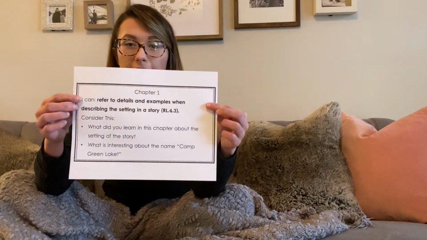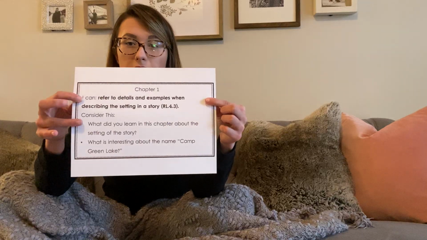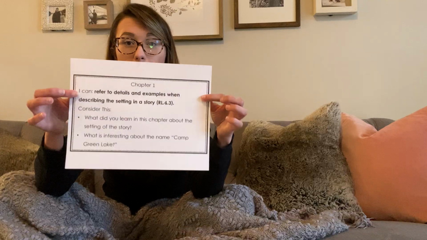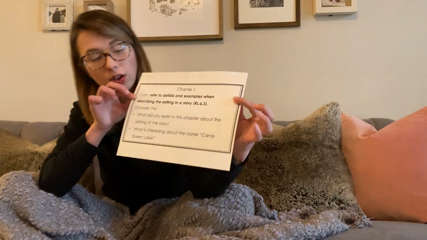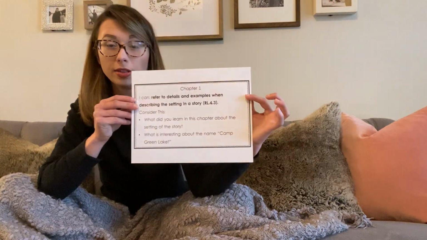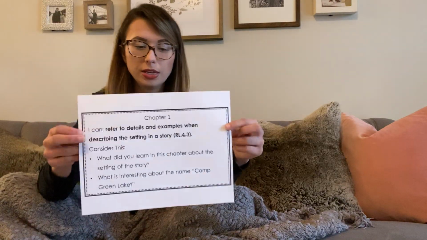In these videos, I will present a picture to you, and this includes your I can statement for today, as well as the questions that I want you to focus on. So this one in chapter 1, we'll be paying close attention to the setting. And then the questions that I want you to really focus on are, what did you learn in this chapter about the setting of the story? And what is interesting about the name Camp Green Lake? So I will show you these periodically throughout our videos as we move to different chapters of the book.